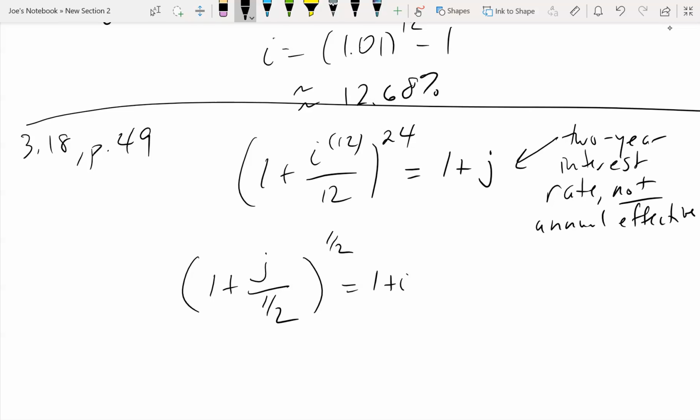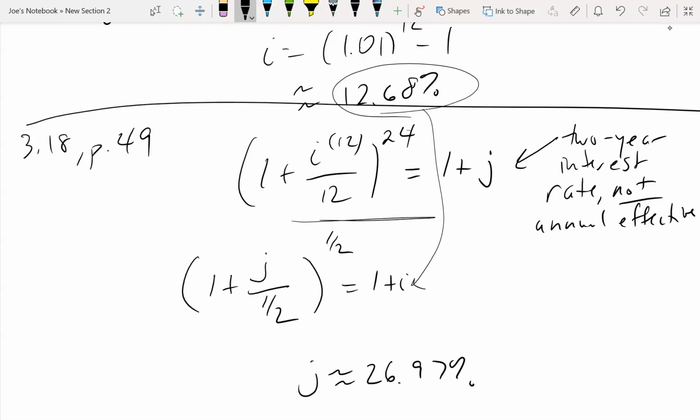I guess E for the 26.97%? Is that what they have in the back of the book too? Yeah, okay, cool, good. So if you use either of these, because this was your original annual effective, if you use the 12.68 in the second equation or just solve it directly in this one, you should get the same answer. Both of them should give you, what did you say, E, so 26.97%. Either of those formulas would work.